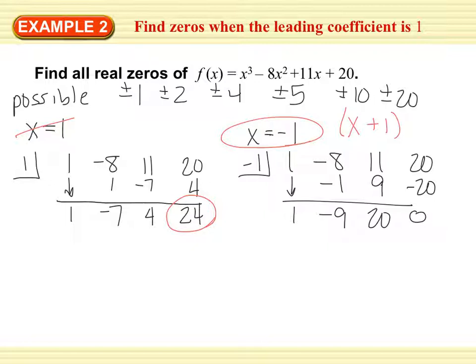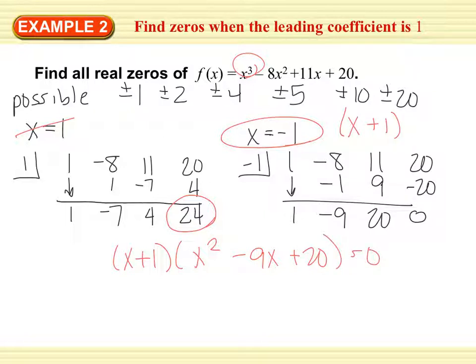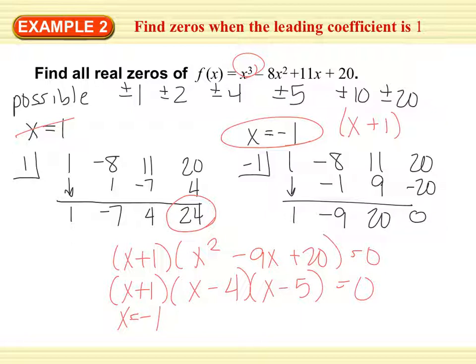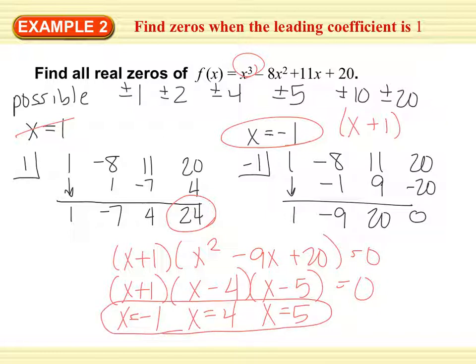Now if you remember right, once we get it reduced, if I started out with a cubed and I divided by a first power, that means my answer is in second power. x squared minus 9x plus 20. And we can actually factor that second trinomial. It factors to x minus 4, x minus 5. So my zeros are negative 1, 4, and 5. Cool.